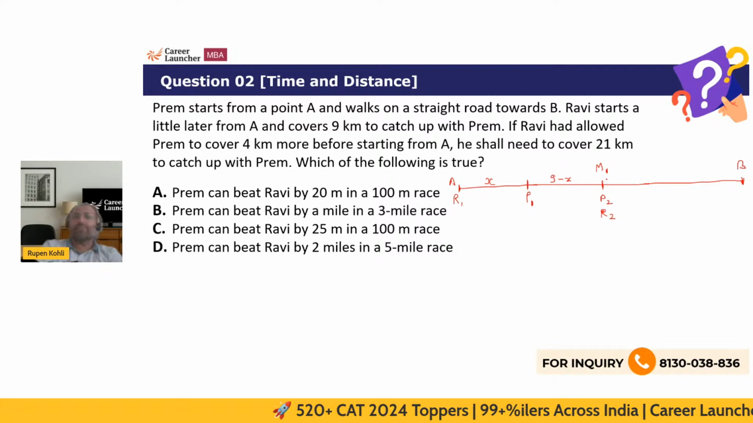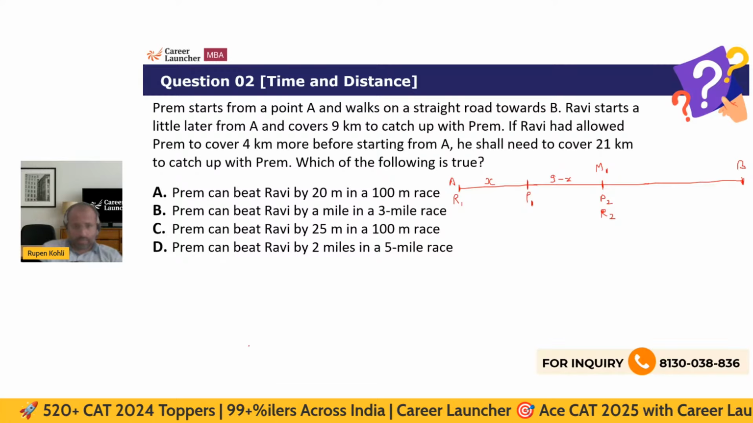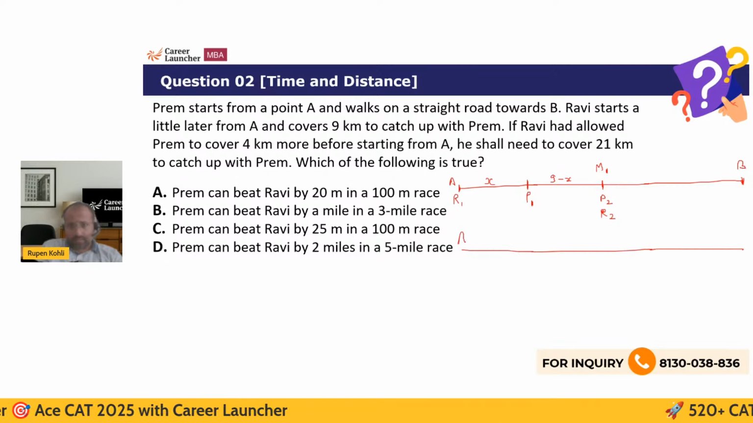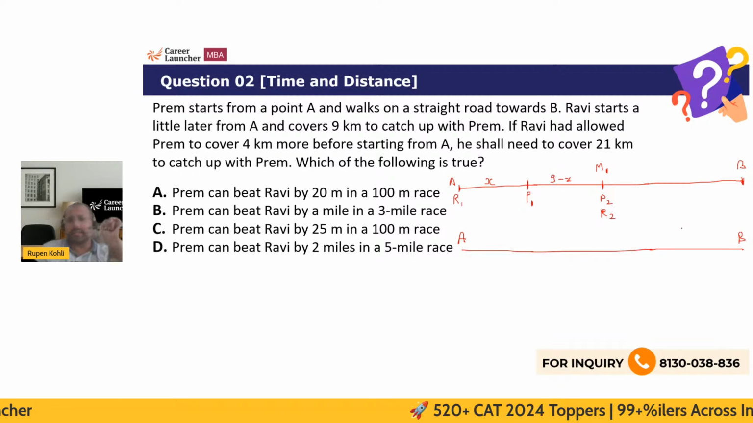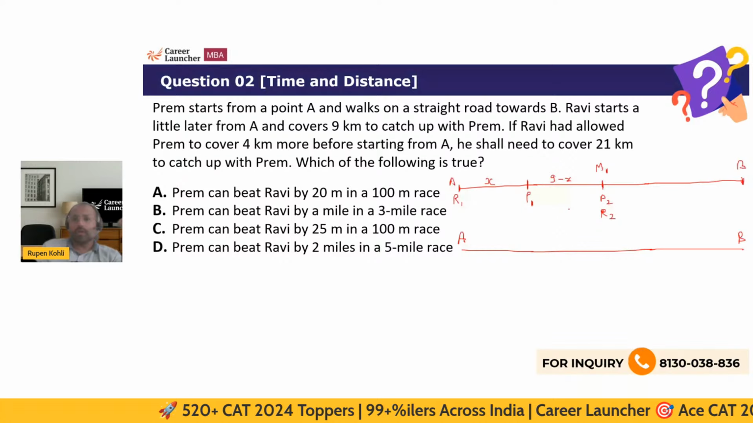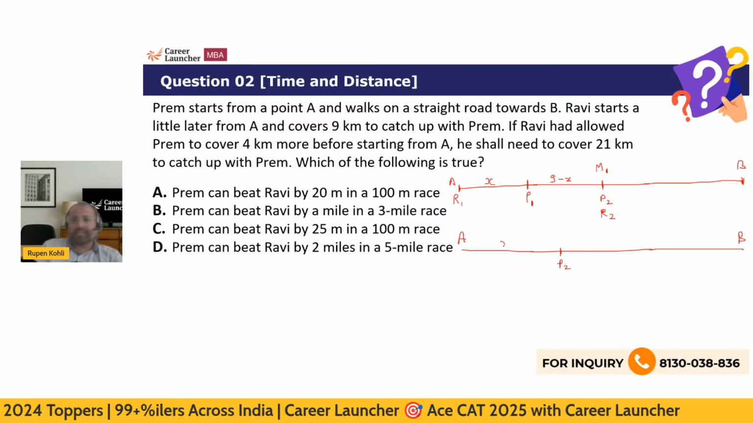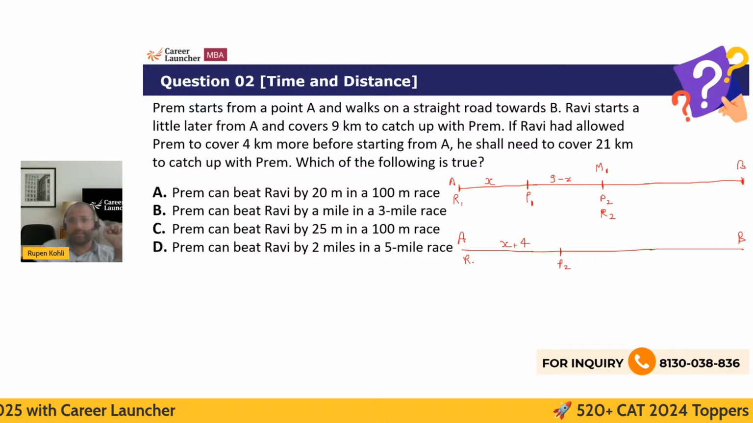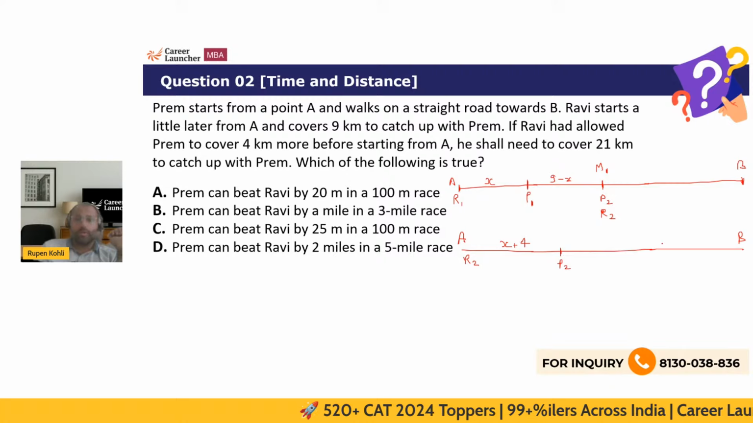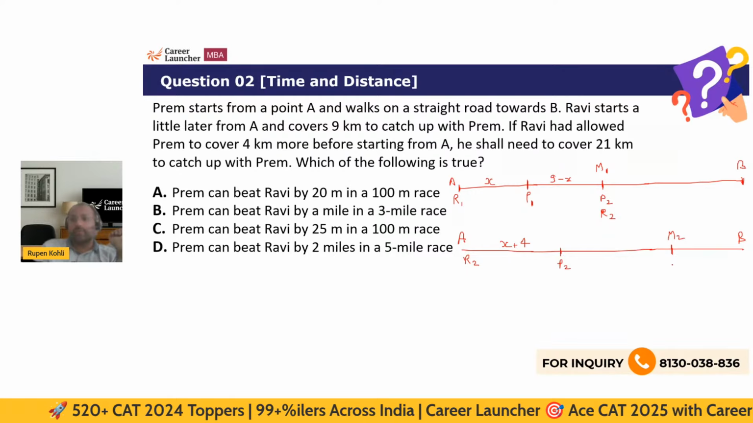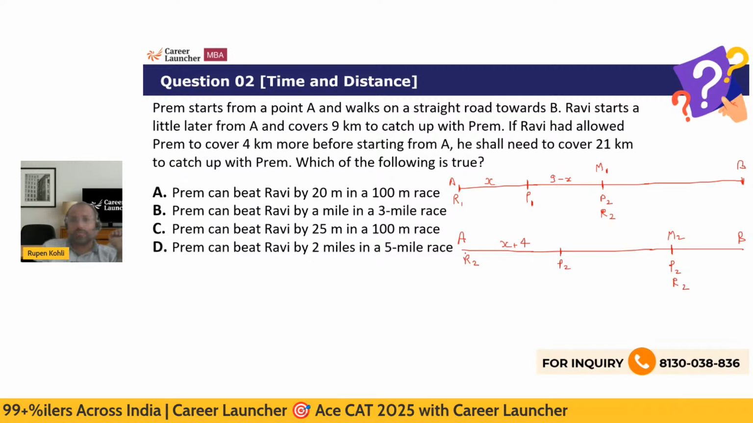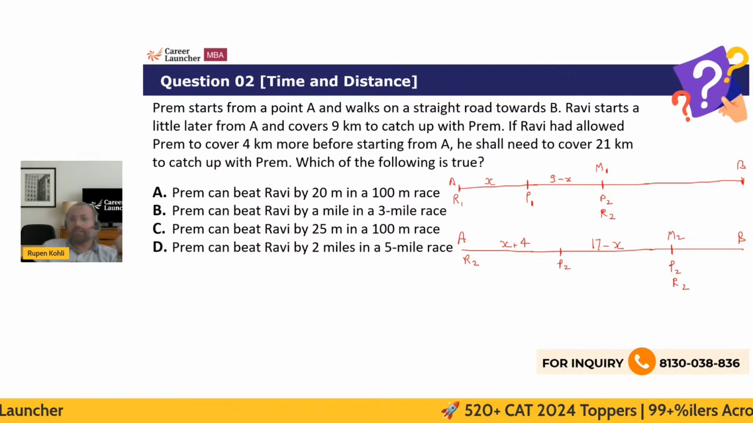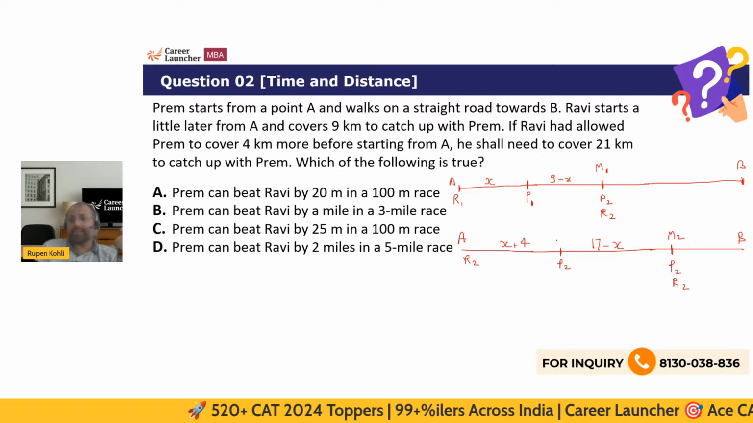Now the second situation, if Ravi had allowed Prem to cover 4 kilometers more. Just to make this a little easy to understand, let me redraw this diagram. Because this is a new situation, a hypothetical if-then statement, if Ravi had allowed Prem to cover 4 kilometers more, which means P2, Prem's second position, is X plus 4 kilometers. He has allowed Prem to go 4 kilometers more before starting from A, and this is Ravi R2. He shall need to cover now 21 kilometers to catch up with Prem. So the meeting point 2 is quite farther down the line now, M2, where both Prem and Ravi have now reached, such that this whole distance from point A to M2 is 21. So if this is X plus 4, then this is 17 minus X, so that the total distance becomes 21. 17 plus 4, 21. X and minus X cancel.